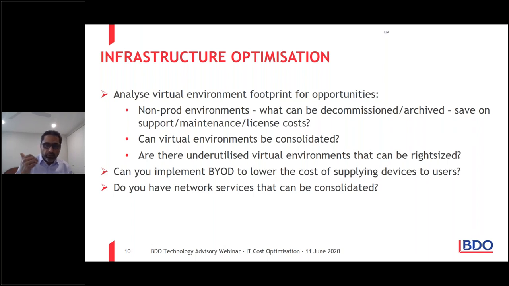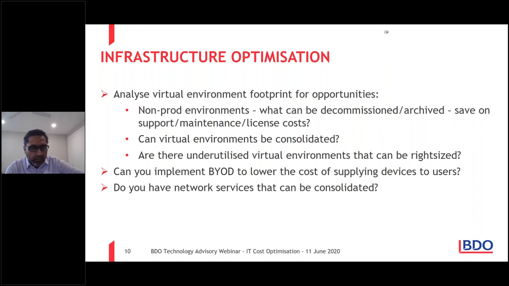But the flip side of that is, with the flexibility that comes with creating virtual environments, there are always redundant environments sitting on the server. So with that hypothesis in mind, start looking at what non-production environments are in there. With every project, UAT environments get created, pre-production environments get created, test environments get created along the process. But once the project is up and running and goes live, people move on, and all of those non-production environments are still sitting there. So looking at what environments you have, and which of them are non-production, could actually help save on support, maintenance, and license cost.